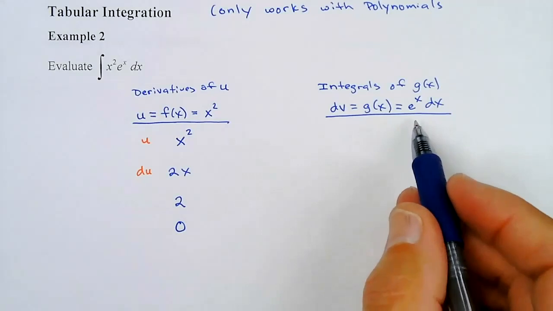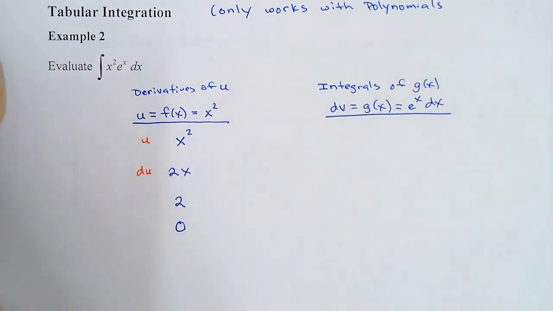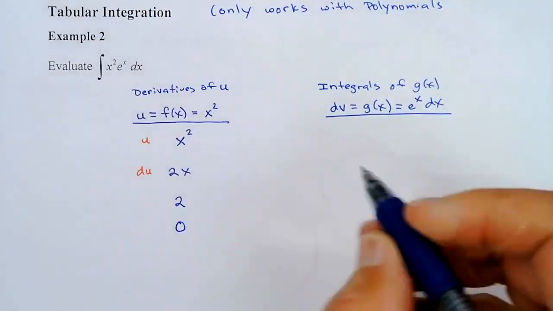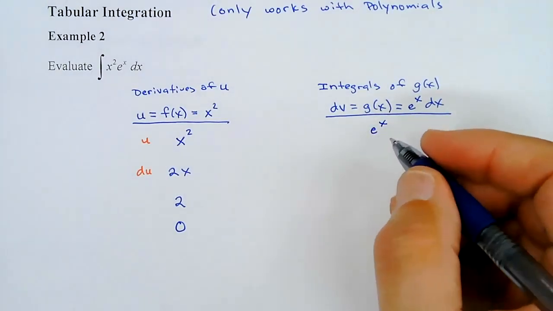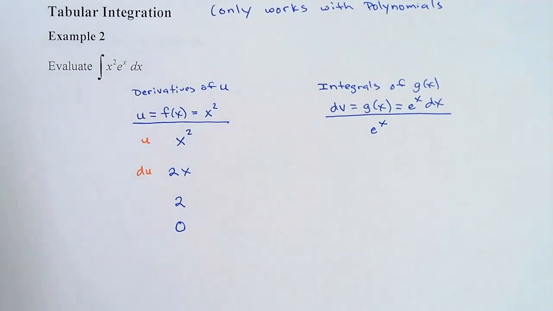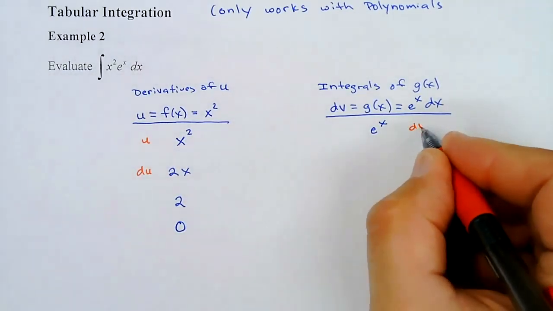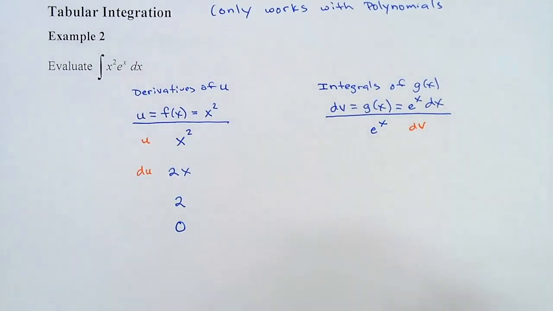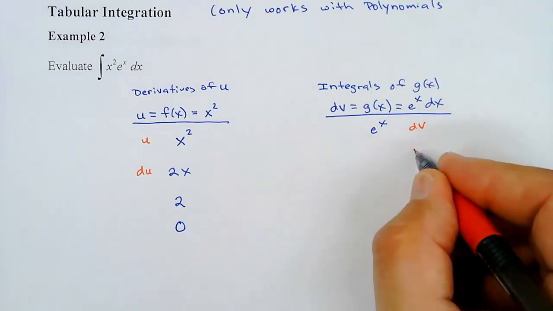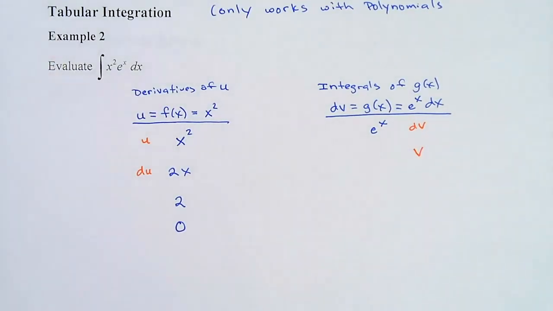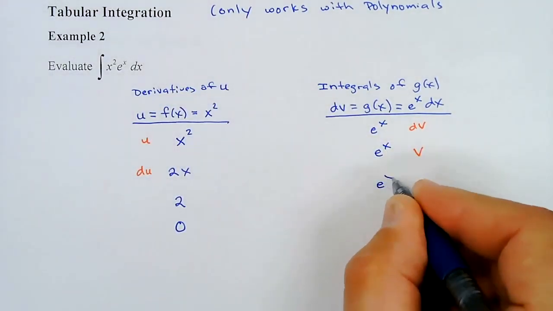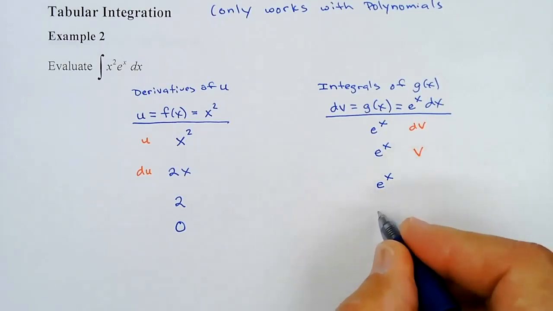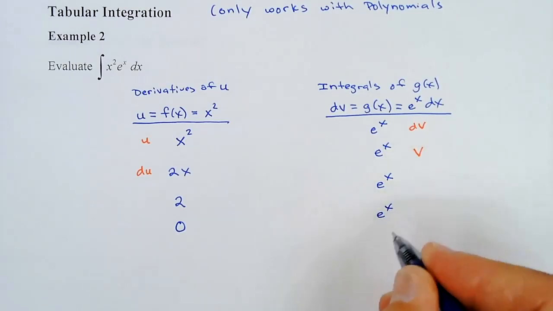So then the integrals of g of x, all right. So my first g of x would be e to the x, and that's my dv. And then my v, my integral of that, would be e to the x, because the integral of e to the x is e to the x. And so this is just going to continue to be e to the x all the way down. Every single one we get to, it's going to be e to the x.